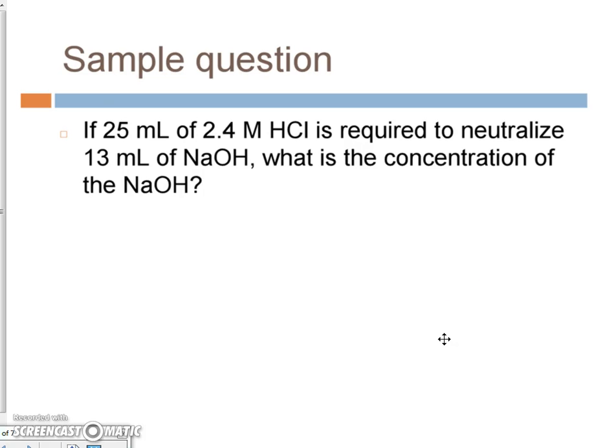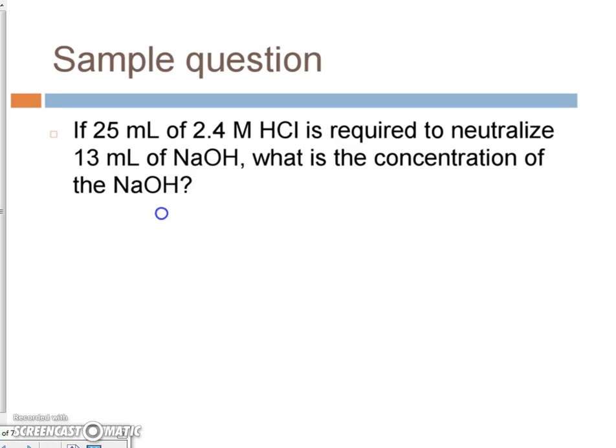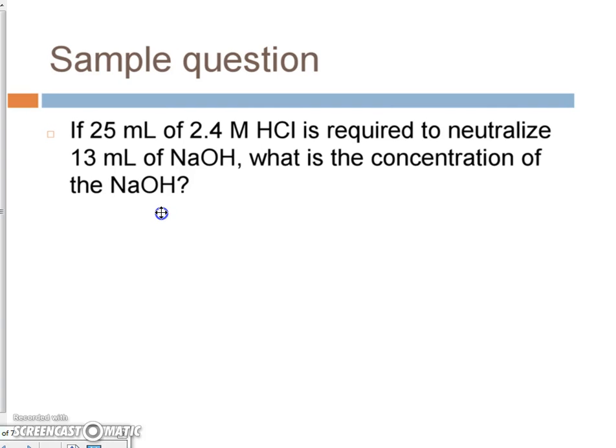For here, though, we want to use that molarity of the base times volume of the base equation. So if I have 25 milliliters of 2.4 molar HCl that's required to neutralize this much base, how do we find the concentration? So here's your bad artist rendition of what titration looks like. Titration looks like a burette, which is just this long skinny tube. Let me fix my board here.